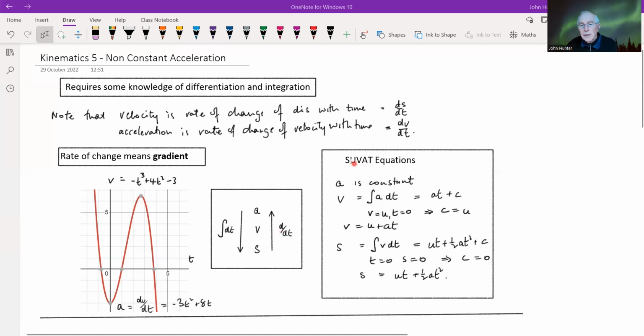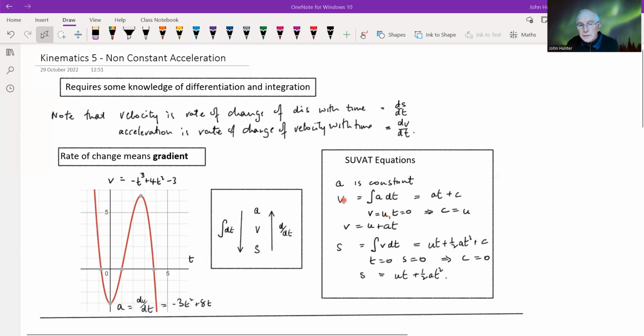Now, it's worth noting that this is where the SUVAT equations actually come from, because we start off with the assumption that acceleration is constant. So on the basis of what I've just said, if we want the velocity, we have to find the integral of a with respect to t, this being a constant. Then we just follow the power rule, and we get at plus our constant of integration. But then if we apply this boundary condition, in other words, when t equals 0, the starting time, then v equals u. I use that because that's what we very often use for our initial velocity.